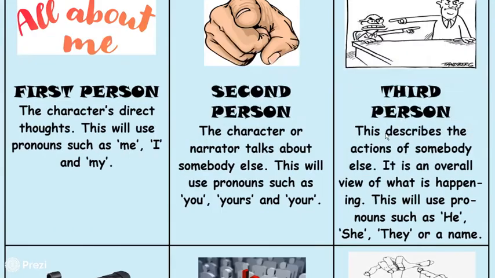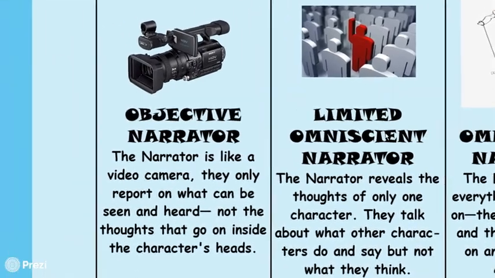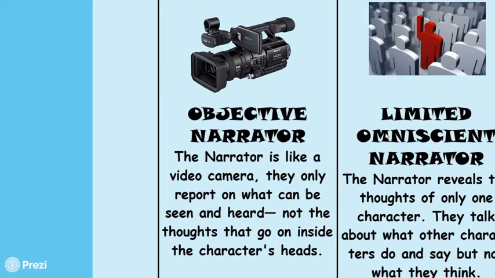So those narrative perspectives can also be paired up with different types of narrators. We firstly can have an objective narrator, and this is where you need to imagine that the narrator is just like a video camera, so they can only report on what can be seen and heard, so they don't go inside the thoughts of a character or inside a character's head. They can literally just pick up on what can be seen and heard, just like a video camera.